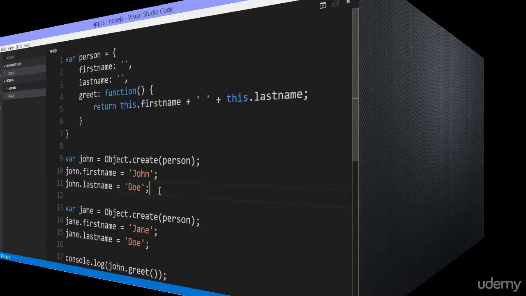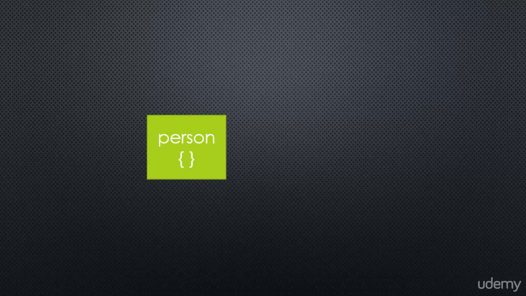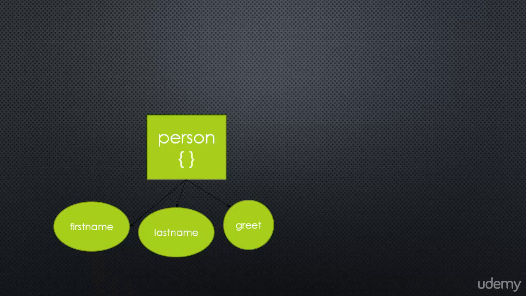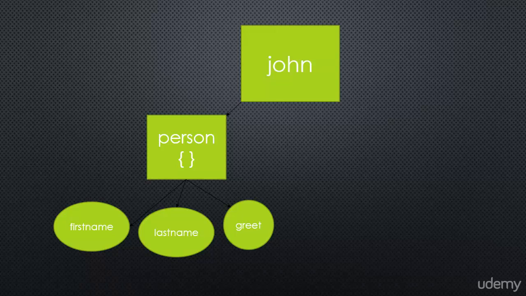Let's look at this visually. So we had a person object, which had some properties on it, first name, last name, a greet method. And then when we used object.create, we said object.create and passed to it person, and that set up a new object, an empty one. We called it John, and it set up the prototype chain. So John's prototype was person. It was pointing at person as its prototype, which means we could access first name, last name, greet.